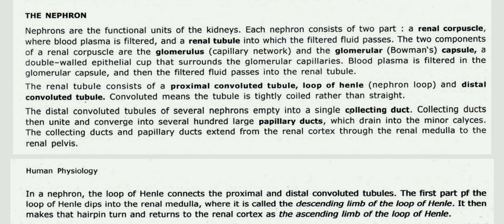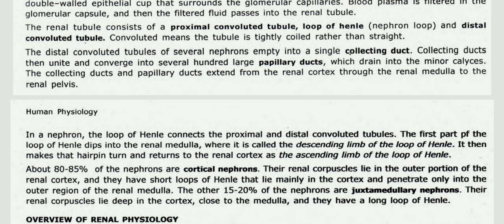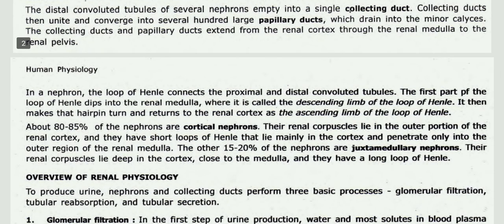Then the renal tubule consists of a proximal convoluted tubule, the loop of Henle or nephron loop, and a distal convoluted tubule. Convoluted means the tubule is tightly coiled rather than straight. Then the distal convoluted tubules of several nephrons empty into a single collecting duct. Collecting ducts then unite and converge into several hundred large papillary ducts which drain into the minor calyces. The collecting ducts and papillary ducts extend from the renal cortex through the renal medulla to the renal pelvis.